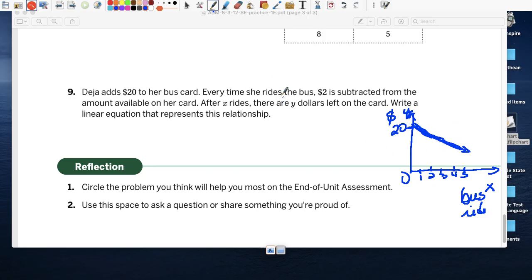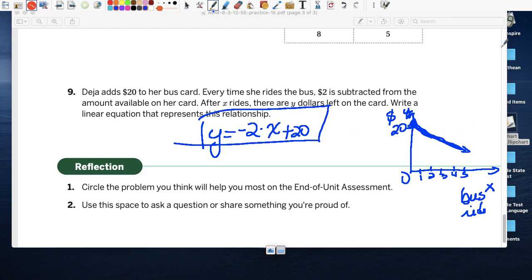So how do we write that as an equation? Well, y equals. Where does this story start? Well, it starts at 20 on the y-axis, because that's the beginning. +20 because that's what her card starts with. So we can write +20. And what's happening over and over? Her value is going down by 2 times the number of rides. And this is your equation. Okay, that's it.